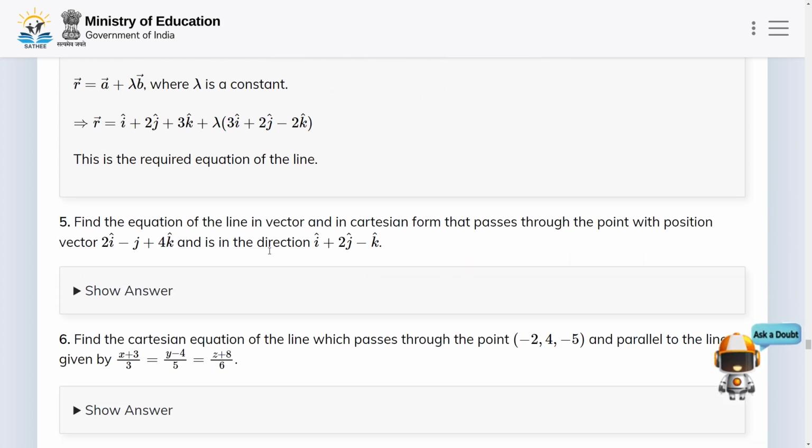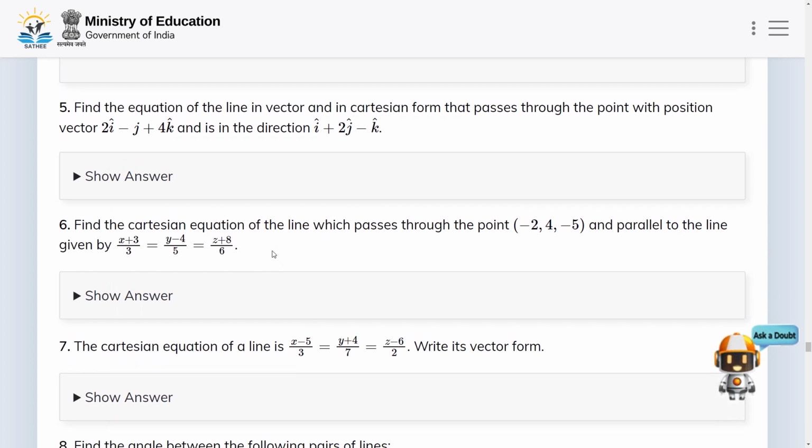Now, fifth problem. Find the equation of the line in vector and in Cartesian form that passes through the point with position vector 2i hat minus j hat plus 4k hat and is in the direction, so this. Very simple. So you are already given your position vector 2i hat minus j hat plus 4k hat and the direction which the line has to follow, this direction. Simple. So let's see, very easy.